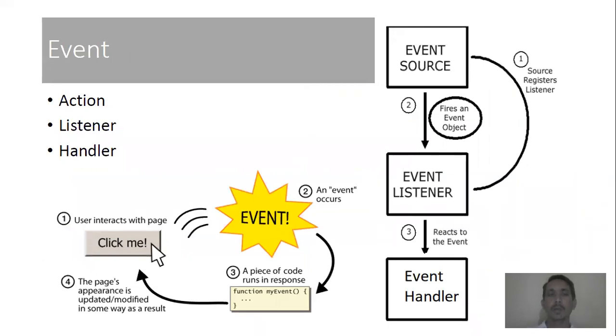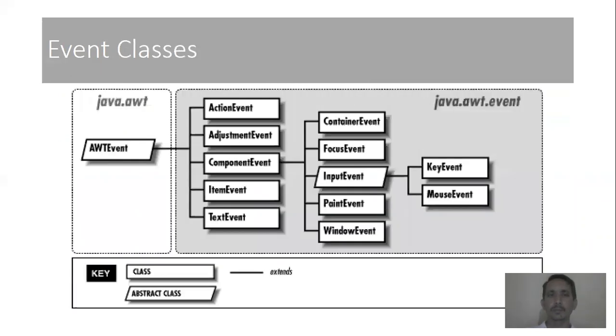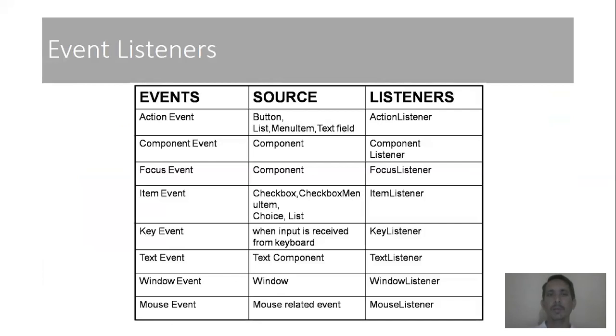Right, the three main components of event handling are the action, which generates the actions; the listener, which is responsible for binding the generated action to the related functions; and the handler, a function that responds, right, with the output we expect when the user performs some action. Different event classes for different events, right? Different event listeners for listening to particular objects whenever we create any actions.